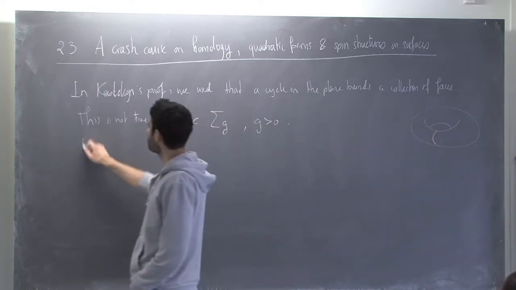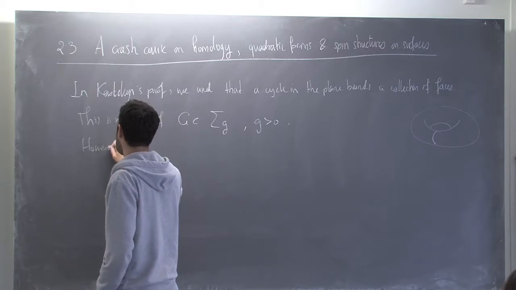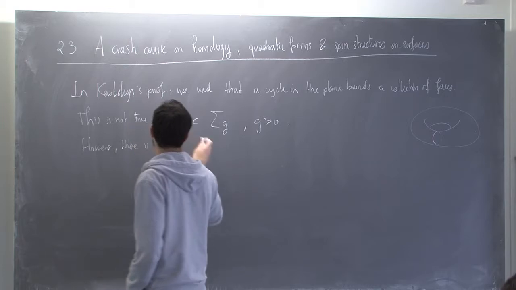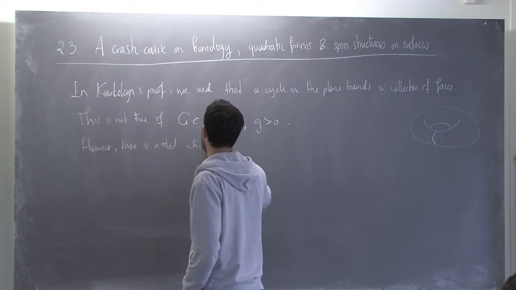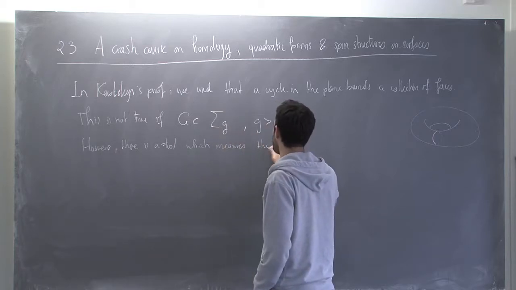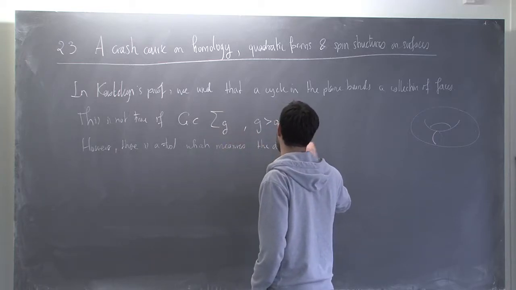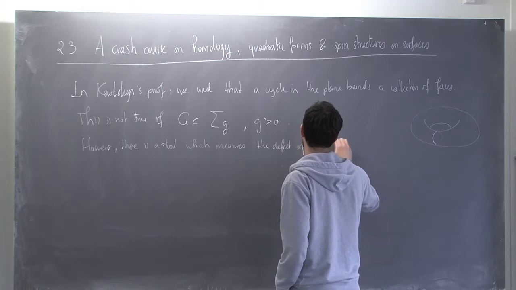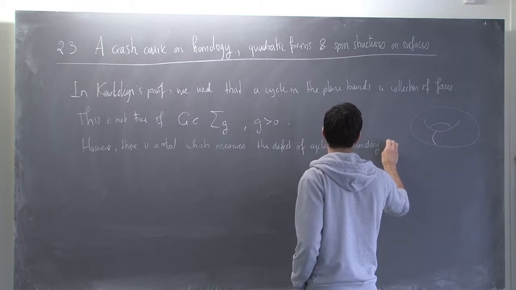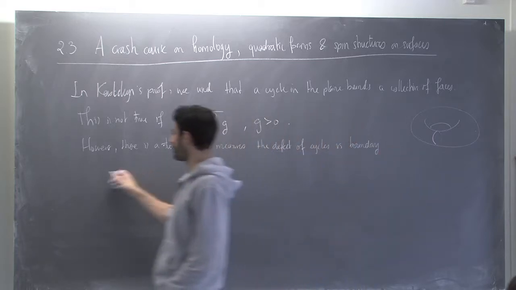However, there is a tool which measures the defect of cycles versus boundary. And this is called homology. So this is the first part.